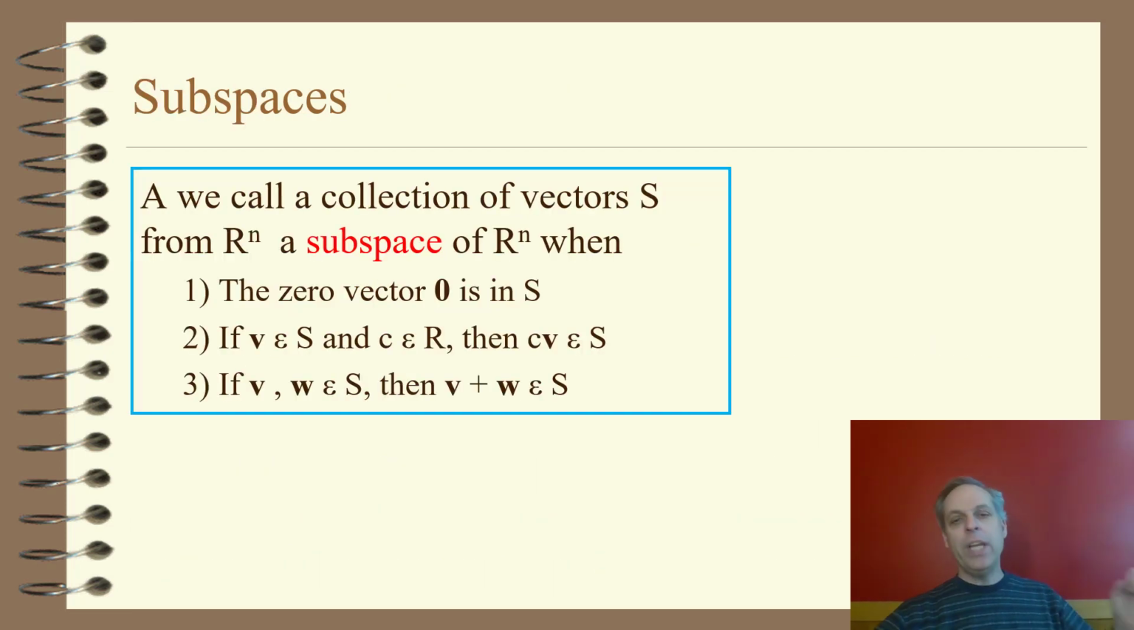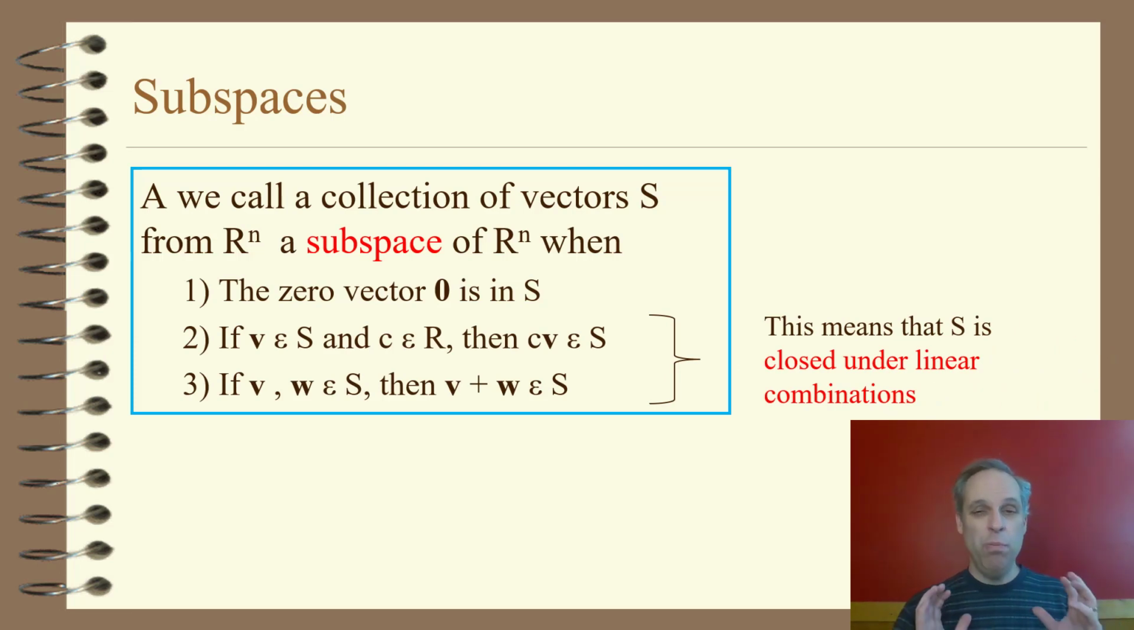So we call a collection of vectors, S, from Rn, a subspace of Rn if it has three properties. The first one is it's not empty. Usually we just insist that the zero vector's in it, but it's essentially there's something inside of it. The second thing is if any vector's in the set and you take any real number, then the scalar multiple of that particular vector is also in the space. And finally, if you take two vectors in the space and you add them, it's also in the space.